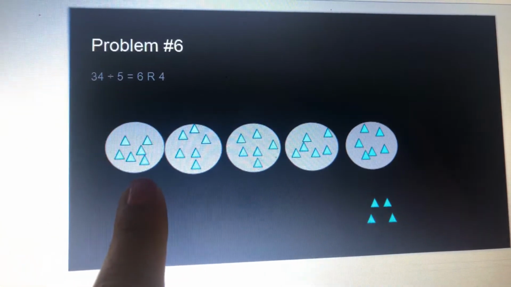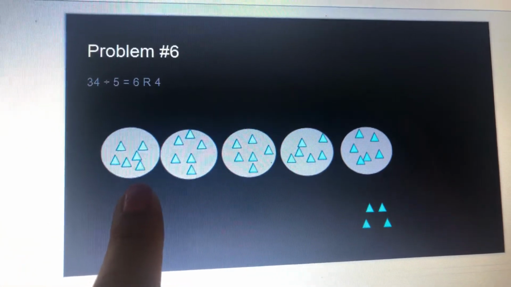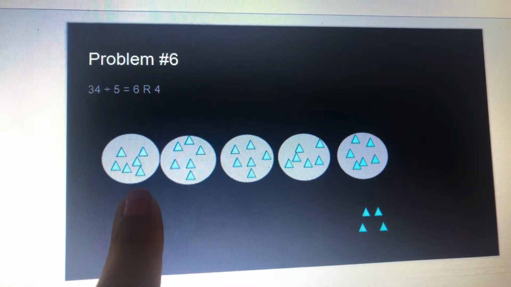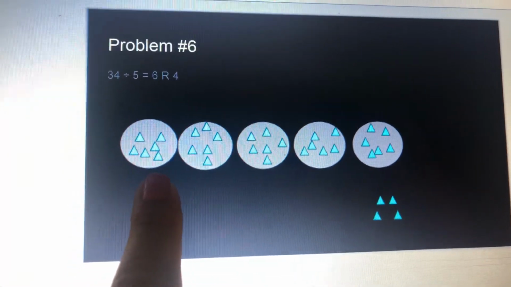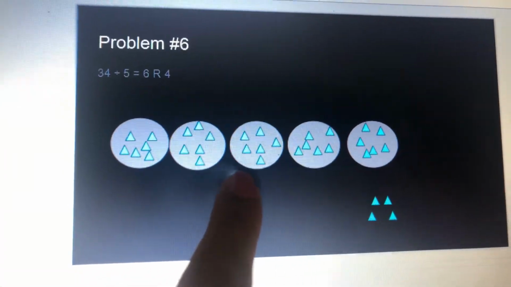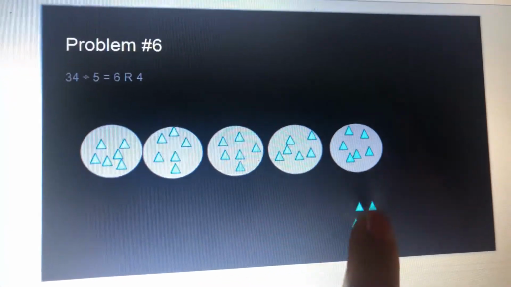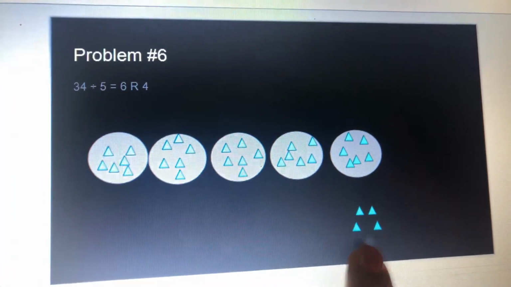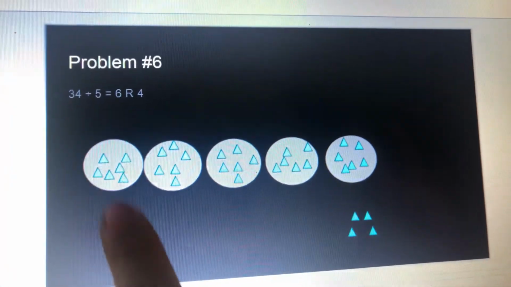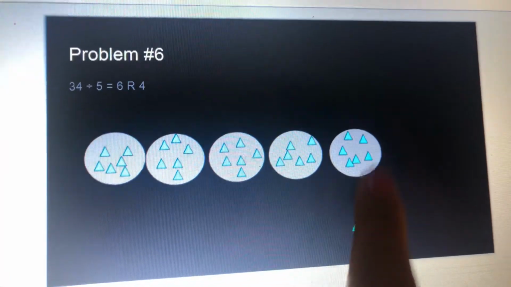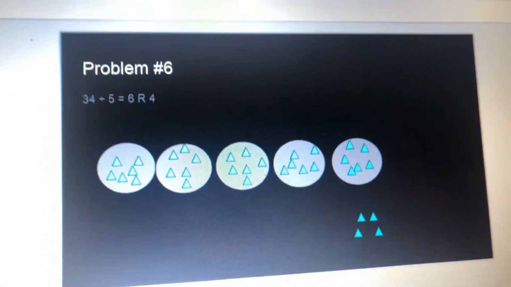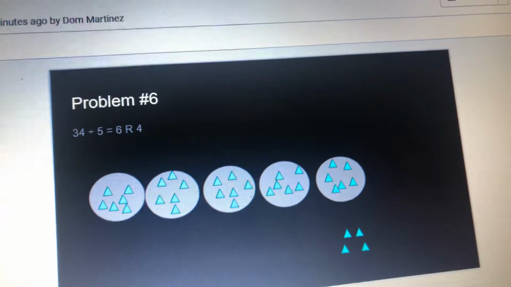Okay, 34 divided by 5 should have looked like this. 6, remainder 4. 6 pieces were able to fit into each of these 5 circles, and the remaining balance was 4. So I could have fit 1 into each of these, but I would have had 1 circle without a piece, so I couldn't do that.